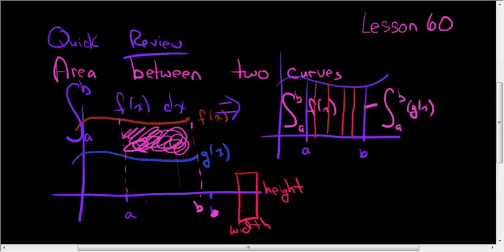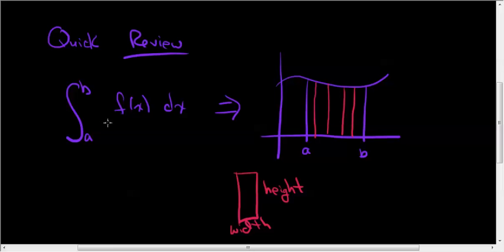Let me review something with you real quick. When we say the integral from A to B of f of x dx, remember this came from our Riemann sums where we have all these different rectangles of different heights. The width of each of these rectangles we've replaced with dx. This is the dx, the little itty bitty width as dx goes to 0. Now f of x represents the height.